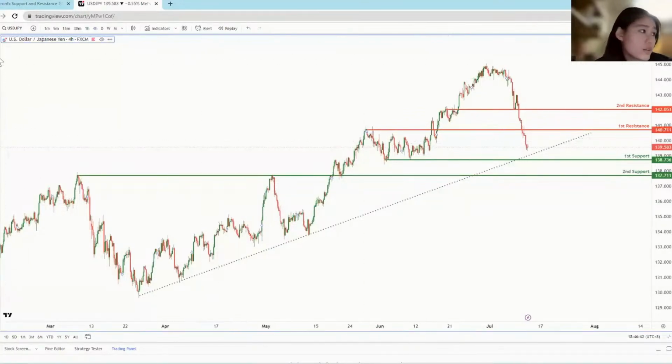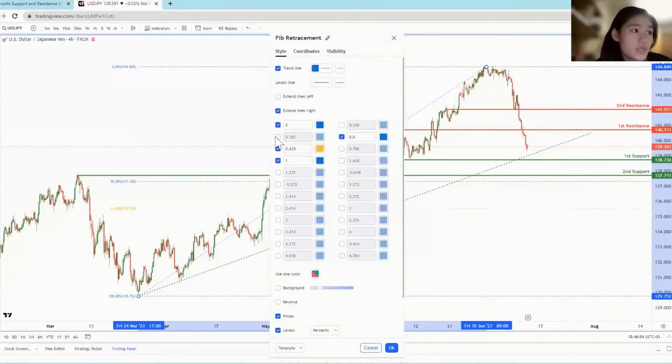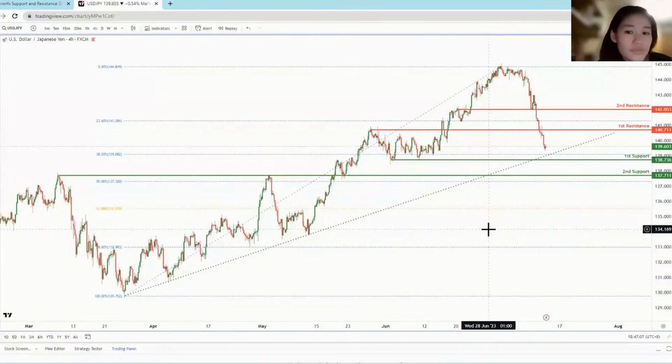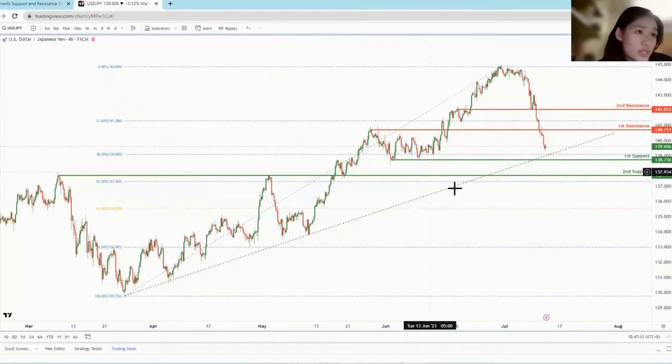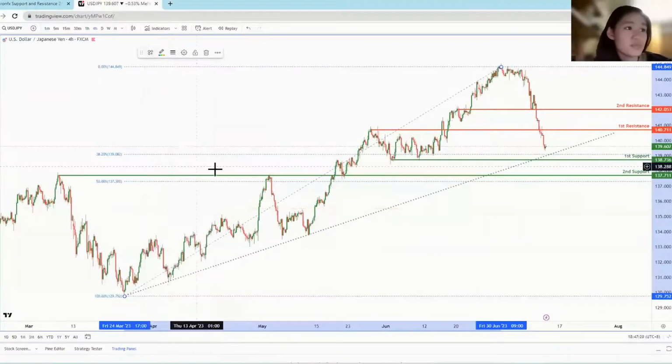Okay, so now let's go in with our Fibonacci levels. I'm firstly going to be looking for a retracement. For Fibonacci retracement, we use these 5 levels: 23.6, 38.2, 50%, 61.8, and 78.6. Okay, so I can see that my 38.2 lines up with my first support, and my 50% also lines up with my second support. So I'm just going to keep those two so it's not too messy.